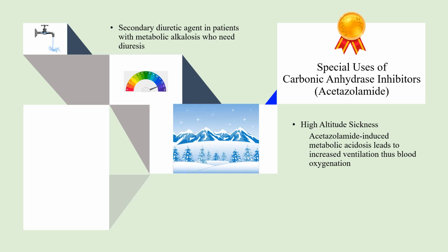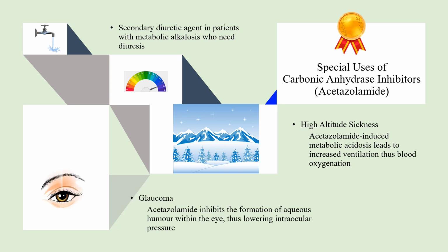Acetazolamide can be used to treat high-altitude sickness. The acetazolamide-induced metabolic acidosis leads to increased ventilation, thereby improving blood oxygenation at high altitude. Acetazolamide can also be used to treat glaucoma, a condition associated with very high pressures in the eye that can cause damage to optic nerves. Acetazolamide inhibits the formation of a fluid called aqueous humor within the eye, thereby lowering the pressure in the eyes in patients with glaucoma.